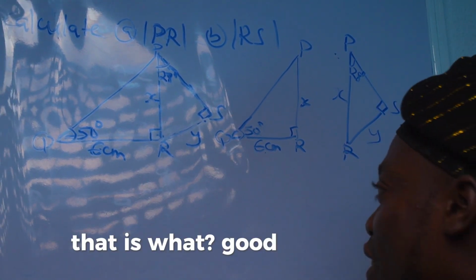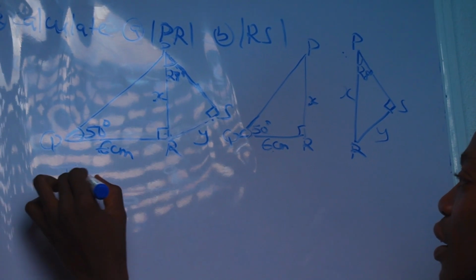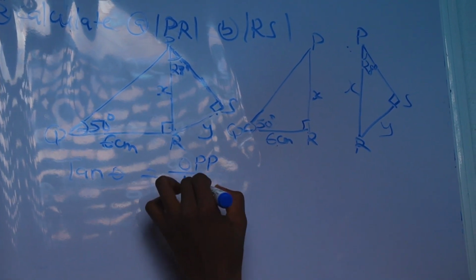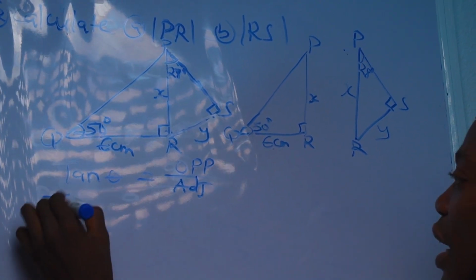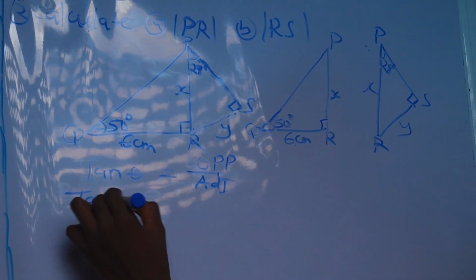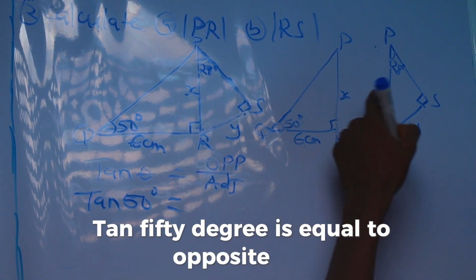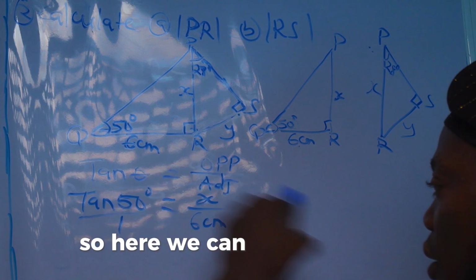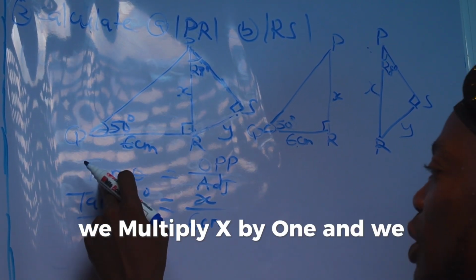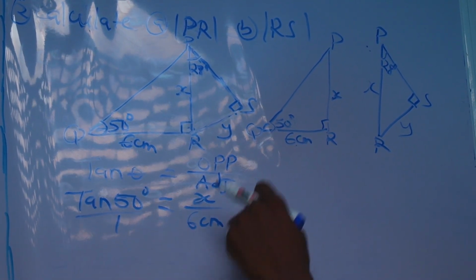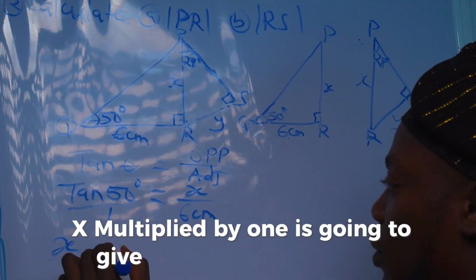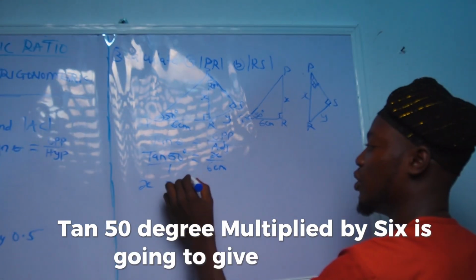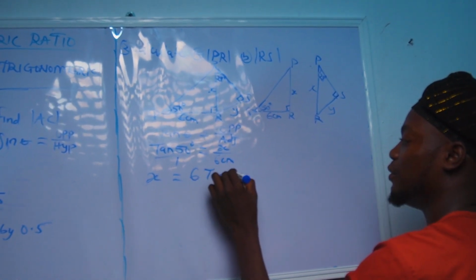That is what? Good. That is TOA, which is tan theta is equal to opposite over adjacent, which is tan, our theta is 50 degree, tan 50 degree is equal to opposite is x over adjacent is 6. So here we can cross multiply. We multiply x by 1 and we multiply tan 50 degree by 6. X multiplied by 1 is going to give us x, which is equal to tan 50 degree multiplied by 6 is going to give us 6 tan 50 degree.